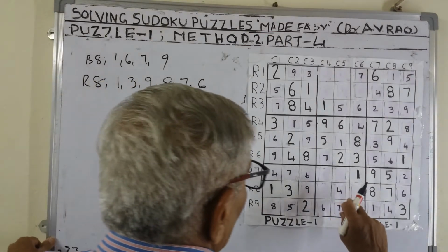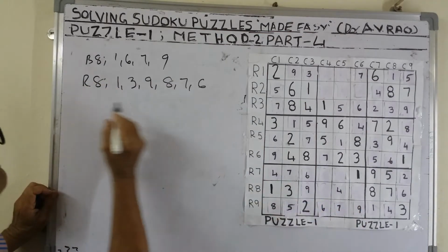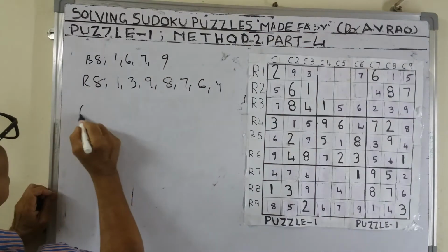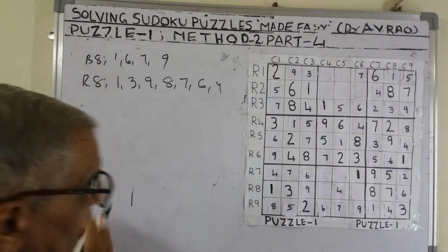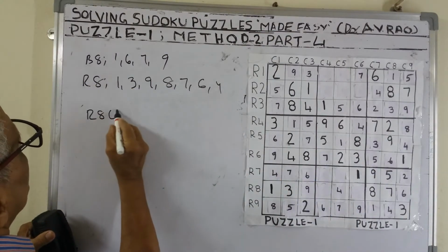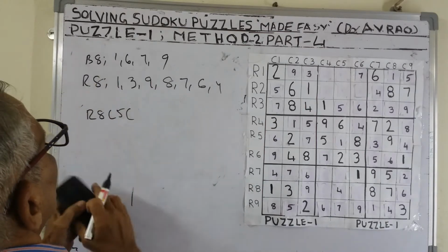So we have filled up 4. Now let us see R8. Now we have added 4. This is R8 C5. The R8 C5 cell is filled with 5. Sorry, 4.